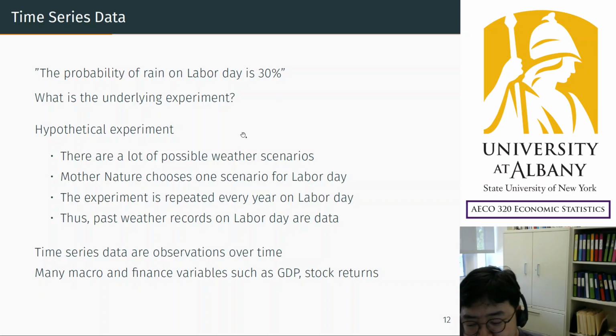Okay, so up to here we learned the basic components of the probability structure, and I described how to apply this structure to real data: survey data and time series data. These are two typical data structures in economics.